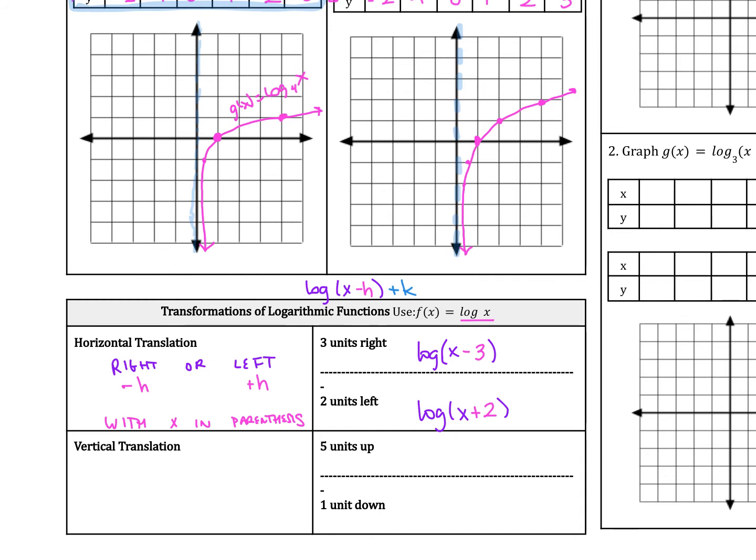For the vertical translation, it's either up or down, and it's going to be outside. So it'll be here, or plus k. So plus k is up, minus k is down. For this example, we have log x, and then 5 units up, that's plus 5. So outside, no parentheses. 1 unit down, that would be log of x, and then minus 1. So no parentheses there as well.